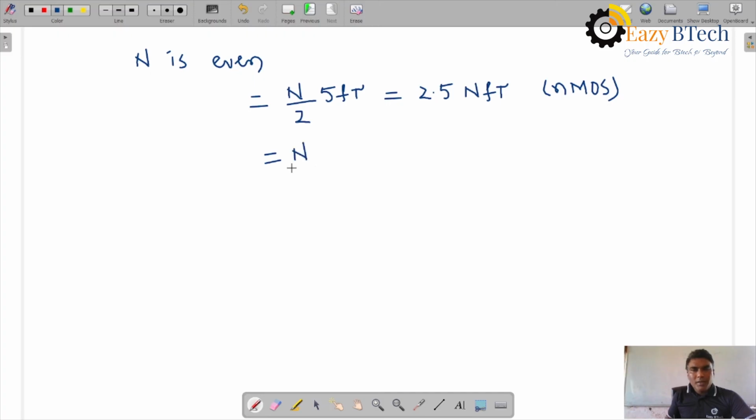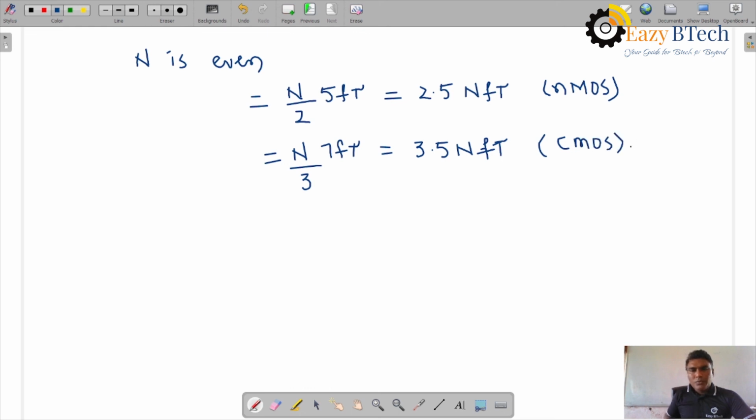If it is n by 3 7 f tau, this will be equal to 3.5 nf tau. F is the width parameter, n is the number of cascading connections, and tau is the unit. This is for CMOS.